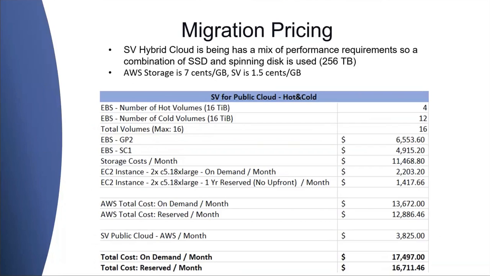Next would be more of a tiered solution. Same thing, 256 terabytes. Here are your different EC2 instances in the middle. The software licensing would be the same because it's the same capacity. And your net cost would be a little over 17 grand, so just about half of what it would be for high performance. Again, this would be your mid-tier performance for your hot and cold volumes, and your EC2 instances are slightly less, your software licensing about the same.